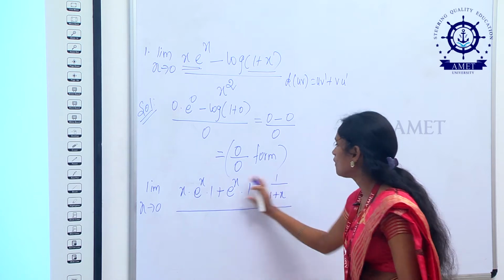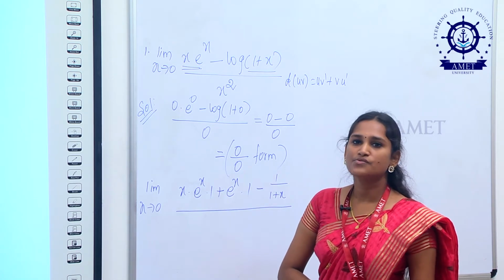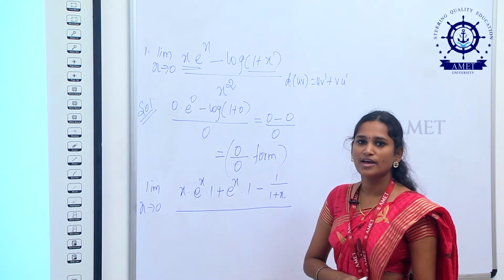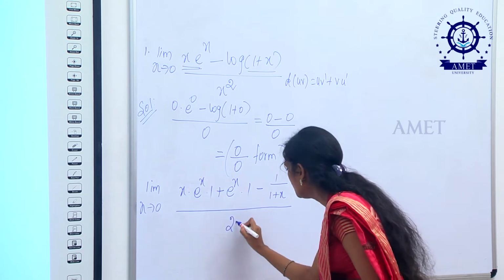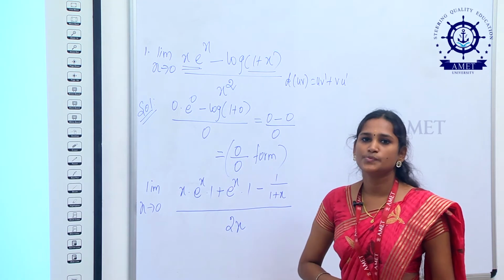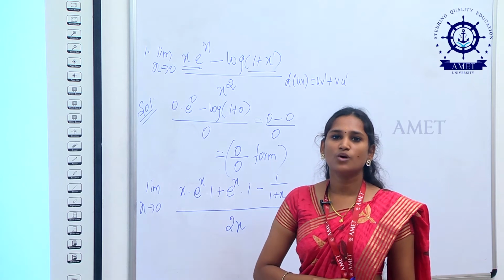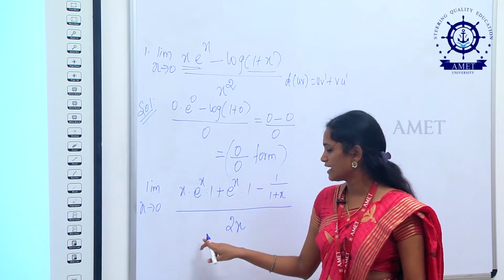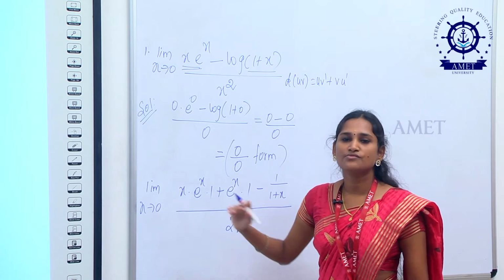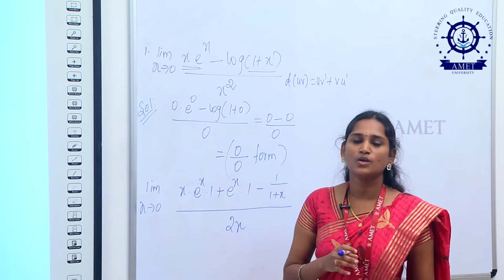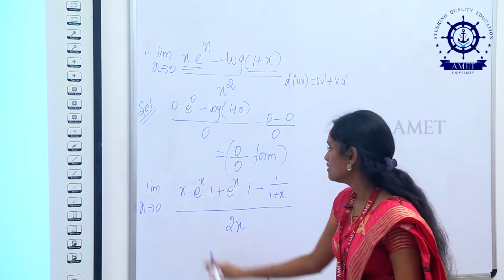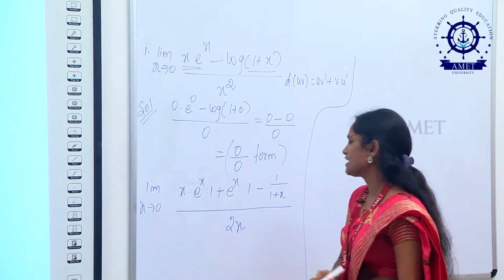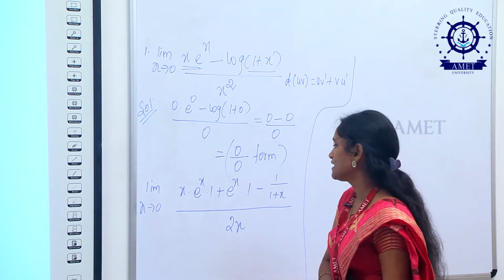So the numerator differentiation is over. Afterwards we differentiate the denominator. The denominator is x squared, and its differentiation is 2x. So this is the L'Hospital rule step over. After L'Hospital, what do we have to do? Again substitute the limit value x equals 0 in the numerator and denominator separately, to check whether we get the 0 by 0 form or a finite value.